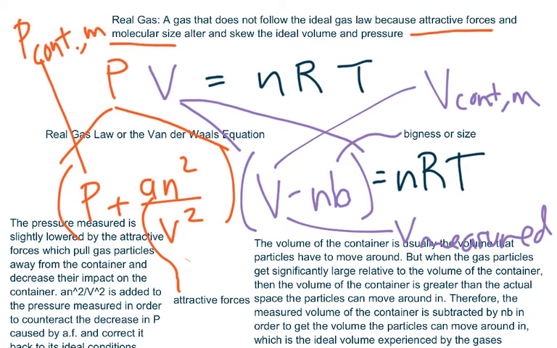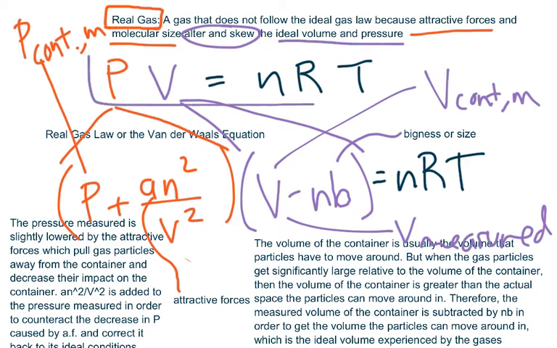Now, what happens if a gas experiences attractive forces and has a significant molecular size compared to the volume of the container? If this happens, then the gas goes off the rails and doesn't behave as an ideal gas anymore. Instead, it behaves as a real gas. A real gas is a gas that does not follow the ideal gas law because the attractive forces and the molecular sizes of the gas particles alter and skew the ideal volume and pressure.